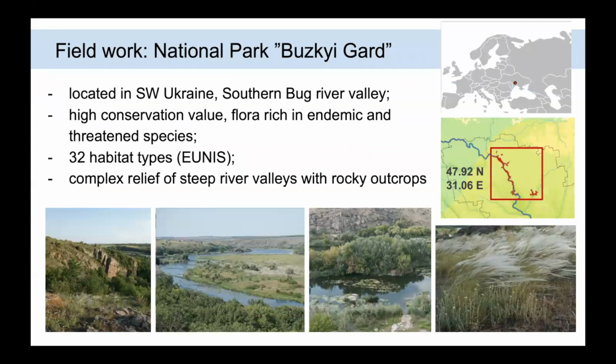Just a few words about this territory. The national park is located in southwestern Ukraine, in the Southern Buh River Valley. This is quite unique for the steppe zone because of diverse vegetation and flora landscapes. And natural habitats with high conservation value are mainly concentrated in river valleys in this region and surrounded by croplands.